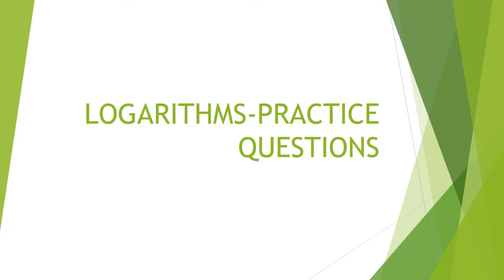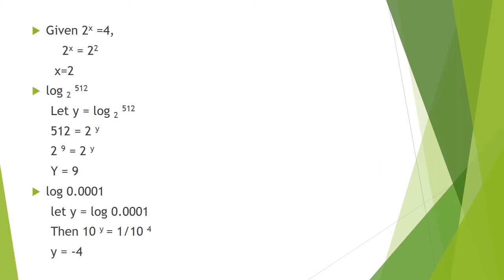Let's start with our today's topic. So we'll be learning about logs to solve examples here. Next, for example, you have this question 2^x is equal to 4. We know that 2 to the power 2 means 2 multiplied by 2 is equal to 4. So x is 2. That is the power of 2 that gives you the result of 4.